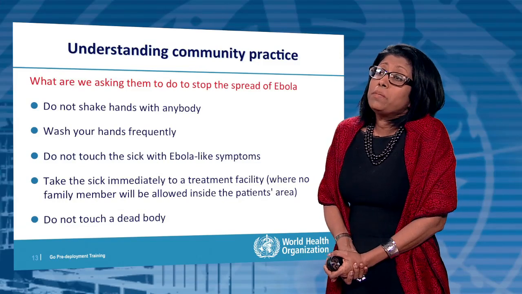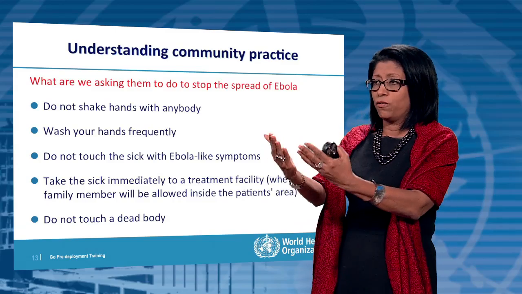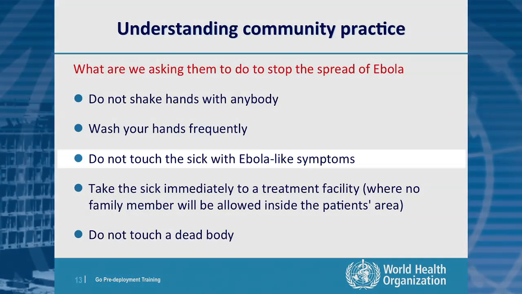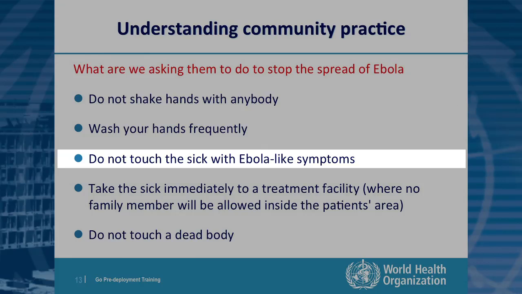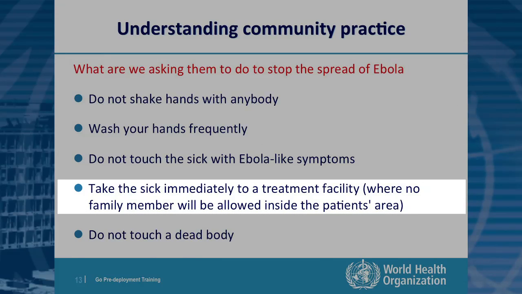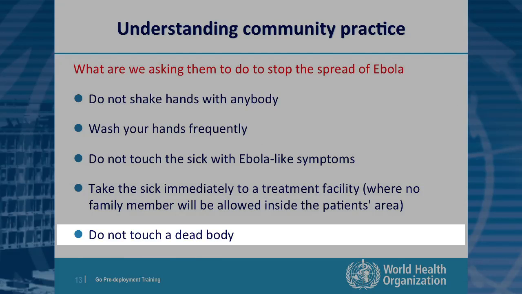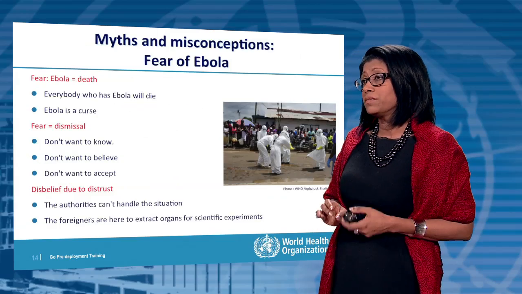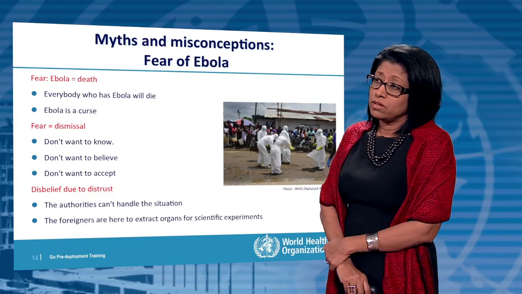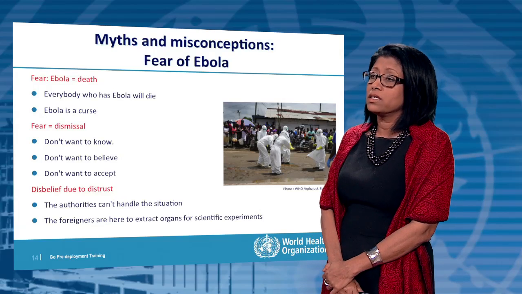Remember, not only is it a change of behavior, you need the resources. You need water, you need soap, you need clean disposable towels, or you need hand rubs. So not only are there cultural traditional influences, there are practical influences. We're asking people not to do something very fundamental when they see off a person in their family who has died. We're asking them not to touch not only people with Ebola-like symptoms, but not to touch people who have died. We're asking them to take the sick immediately to a treatment facility where no family member may be allowed inside the patient's area. And as I said before, we're asking them not to touch the dead body, which is a very big ask.